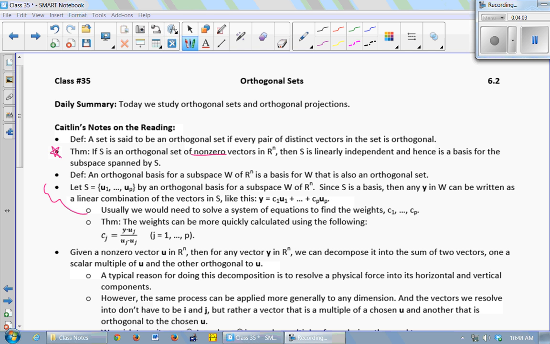But when you have an orthogonal basis, we have this really fast way of calculating the weights, where each weight is y, the vector y, dotted with u sub j, the appropriate vector from the orthogonal basis, over u sub j dot u sub j, where j goes from 1 to p. So you can get each of the weights that way. So we'll do an example of that later.